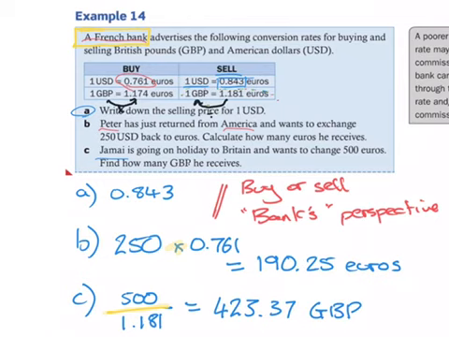So again, my check for this one that we've just done, the 423, I'm expecting to have fewer pounds than I would have euros, because if we look at all of them, there are €1 to 1.174 or £1 to 1.181 euros. So there are fewer pounds than there are euros, so it kind of makes sense and feels like it's about right. So another check we can do.